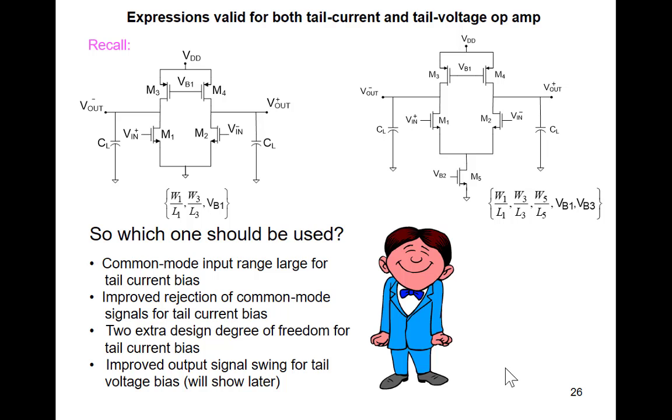There's 2 extra degrees of freedom for the tail current bias that you have relative to the tail voltage bias. But there's improved output voltage swing for the tail voltage bias. So those are kind of the trade-offs we have here.